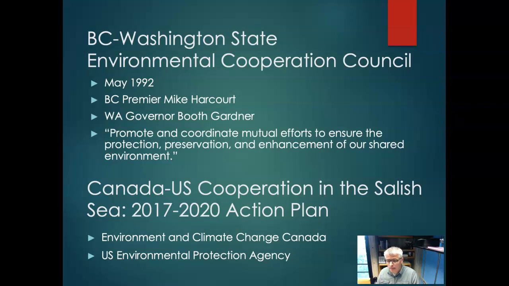More recently, there's a Canada and U.S. cooperation in the Salish Sea 2017 to 2020 action plan. And this is more at the federal level. So this is Environment and Climate Change Canada and the U.S. EPA. The purpose here is to have more federal partnership across this border as well. Which is interesting to think about, who is charged with decision making on either side of the border, because that can also present a fair number of issues.